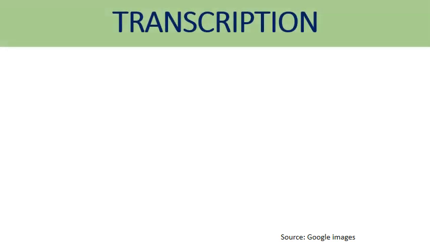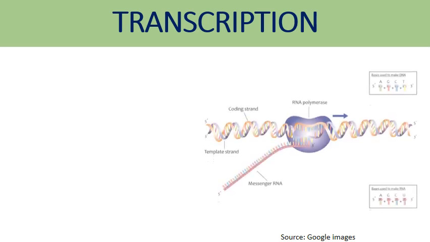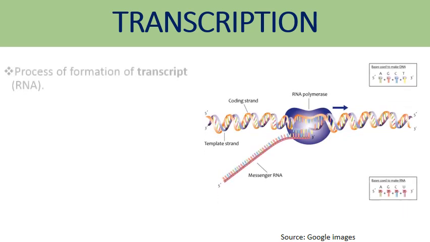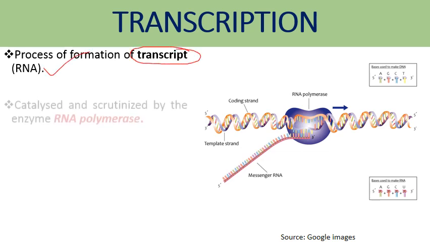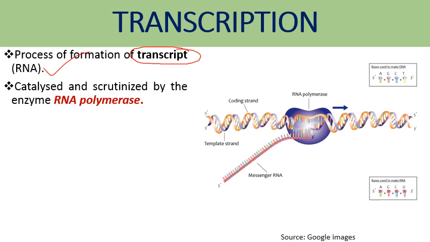Firstly, what is transcription? It is the process by which DNA conveys its message to form mRNA or other types of RNAs, and this is known as transcription. So the process of formation of a transcript, that is RNA, is known as transcription. It is catalyzed and scrutinized by an enzyme known as RNA Polymerase. जो ये सारा काम होता है, it is done by this enzyme, that is RNA Polymerase.